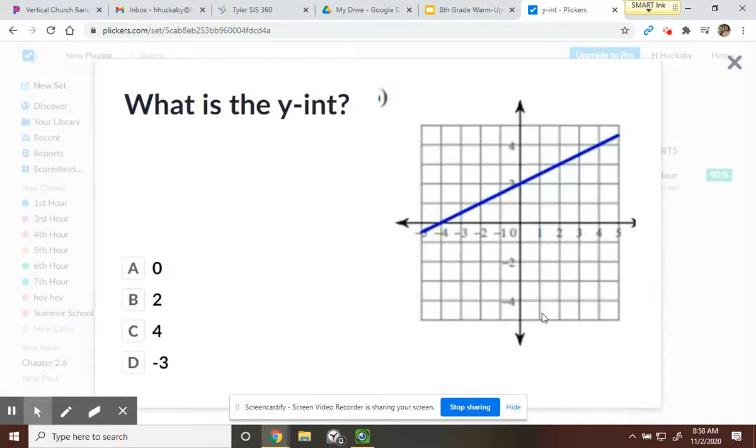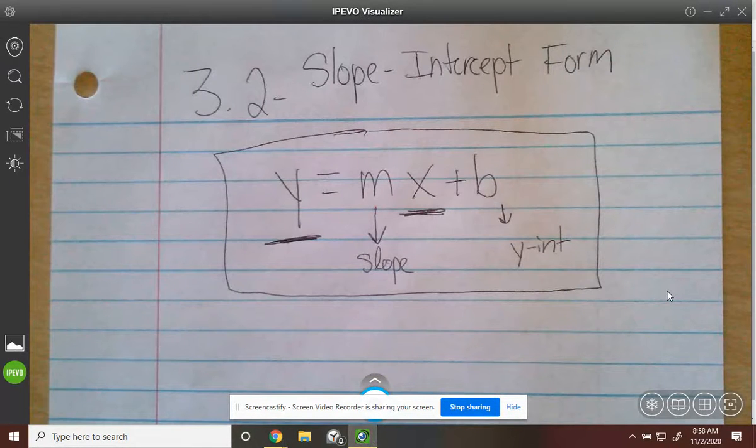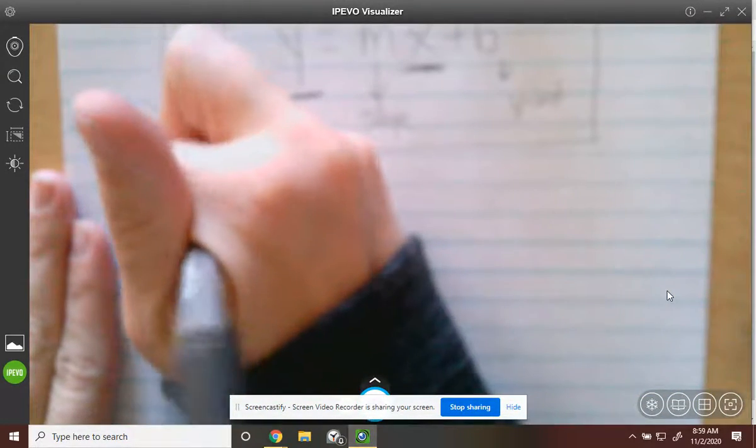And the last one, it crosses at 2, because that's where it crosses the y-axis. So that's what a y-intercept is, where the line crosses the y-axis. It's not supposed to be tricky. It's just literally where does it cross? Right there at 2. Okay, so now that we got that part, we're going to do some easy examples here.